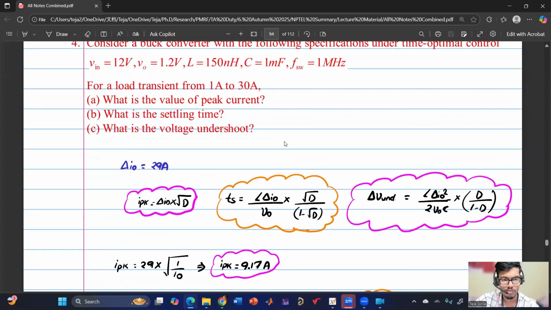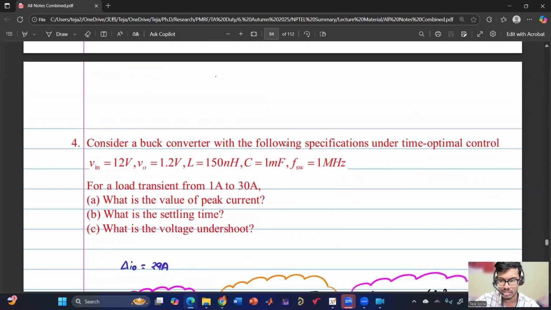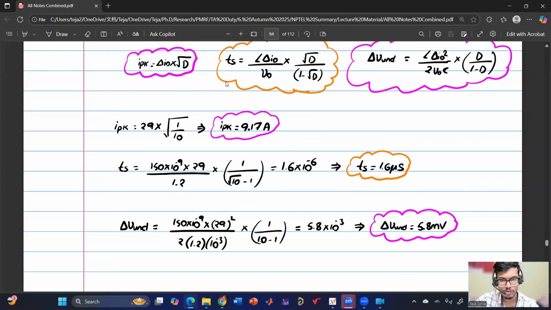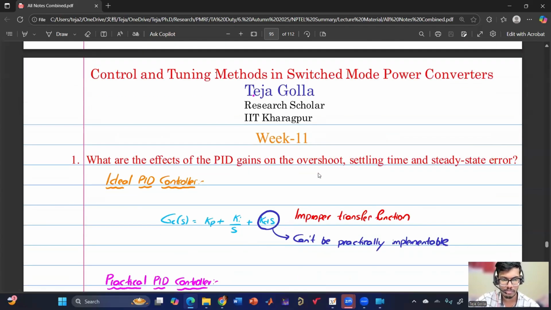And then we have quickly solved one problem where I have given certain conditions and asked what will be the settling time, what will be the peak current, and what will be the voltage undershoot. And we have used these derived expressions to calculate this. So it is very simple.